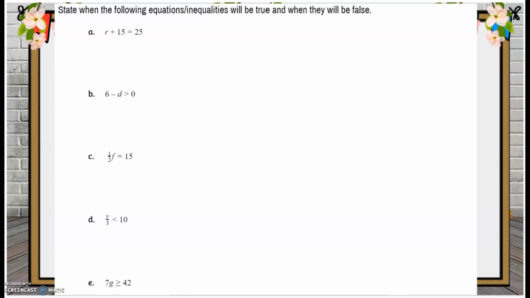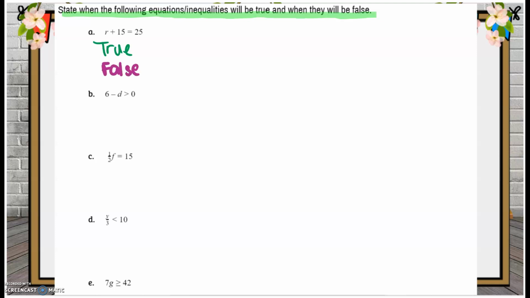Okay, so this is our last example before the practice. The directions say to state when the following equations or inequalities will be true and when they will be false. So I need to make sure I'm being clear about when they are true and then also when they are false.